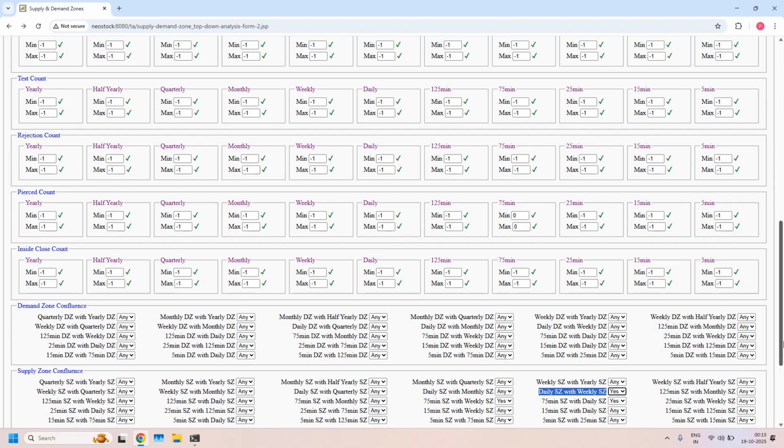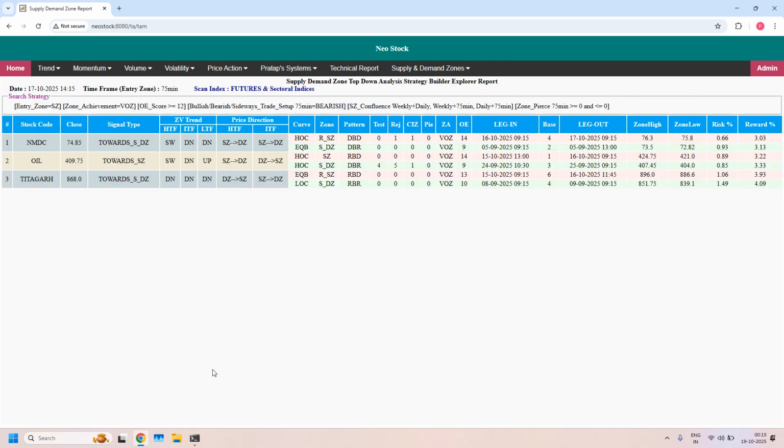By enabling all the 3 filters, we got 3 stocks. So now these 3 stocks are having more high probability to get success in the 75 minute supply zones. Sorry, they are only the first step in the second strategy. Now second step also we have to apply. What is second step? Weekly supply zone should have weekly EMA confluence for the downtrend.